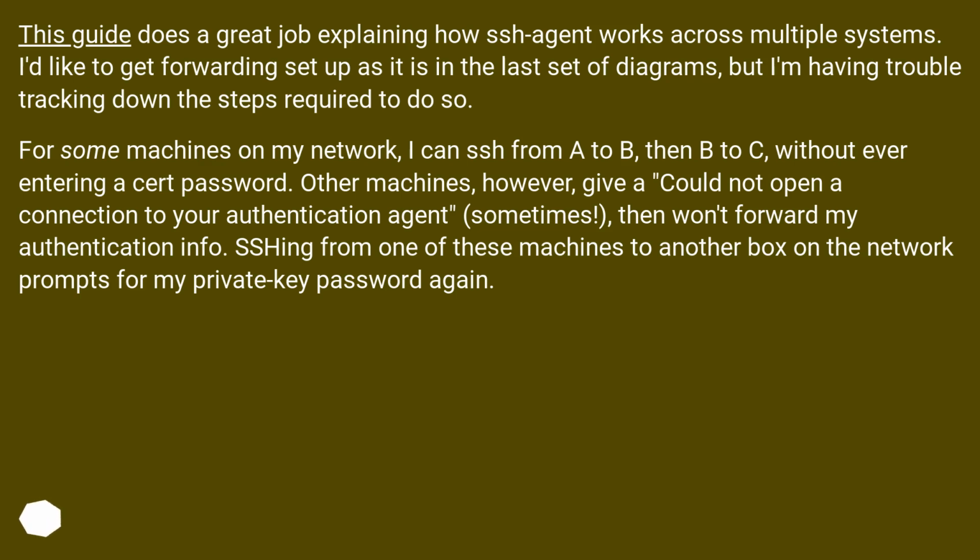For some machines on my network, I can SSH from A to B, then B to C, without ever entering a key password. Other machines, however, say they could not open a connection to my authentication agent, and won't forward my authentication info. SSHing from one of these machines to another box on the network prompts for my private key password again.